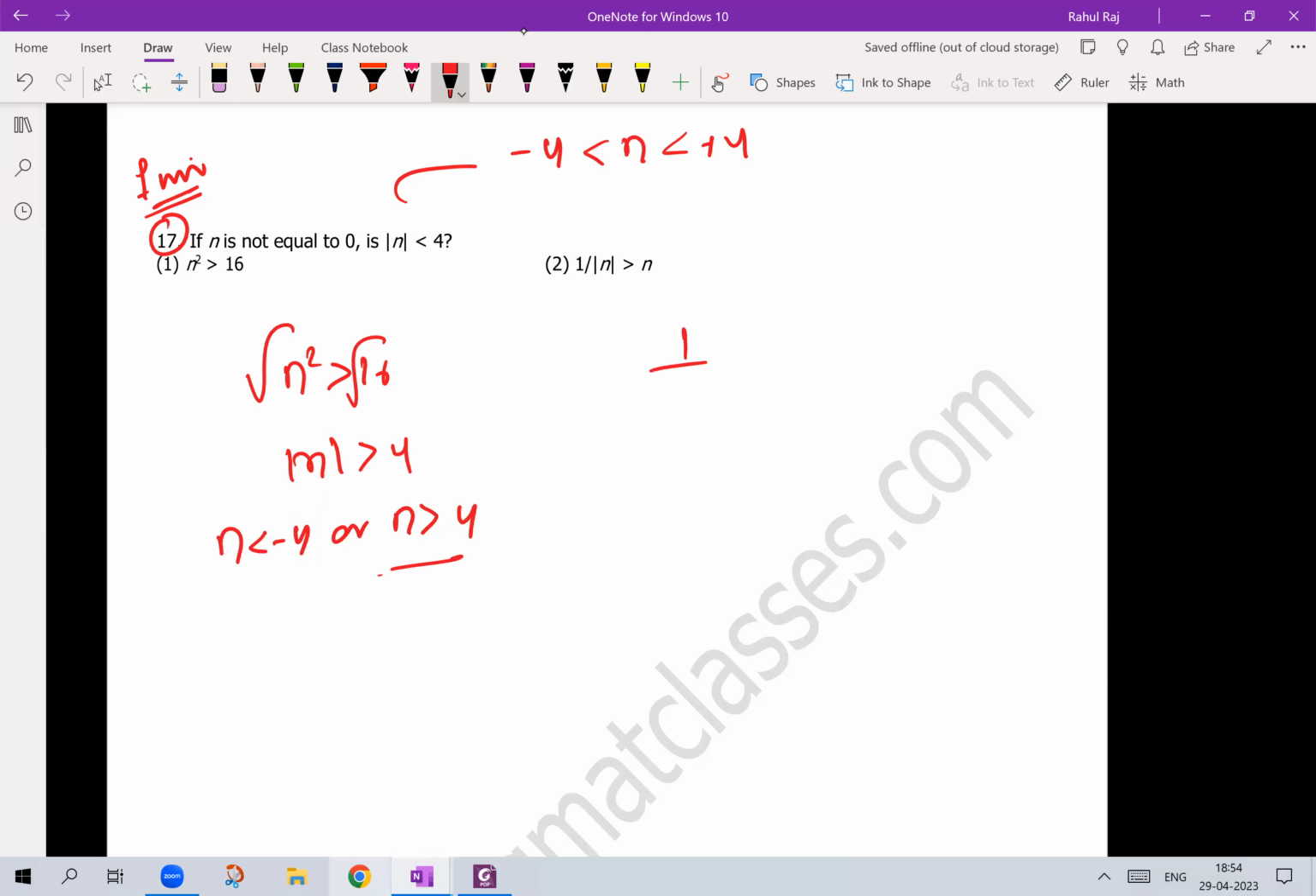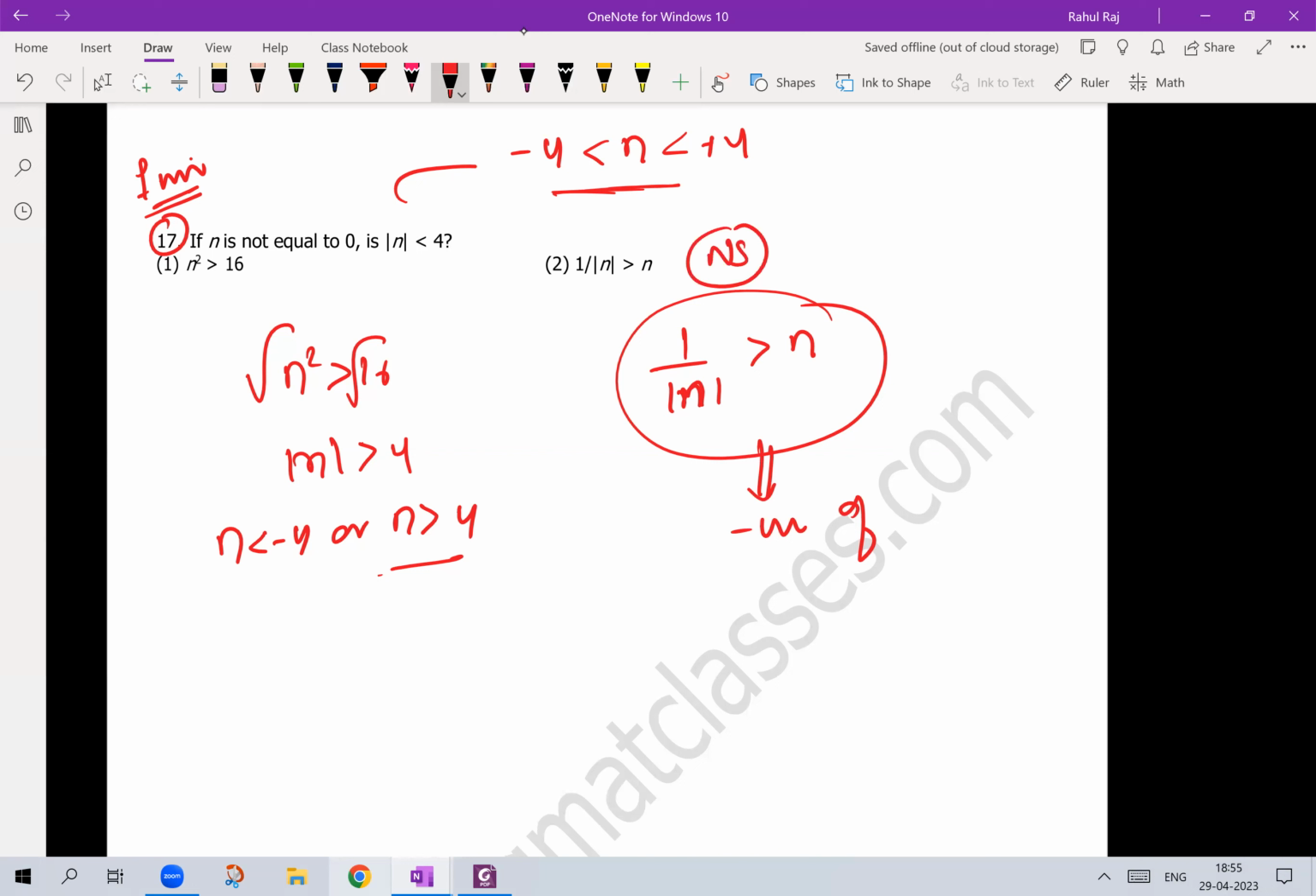Option 2: 1 by mod n greater than n. Now don't start solving this, please. You can 100% solve it with mod n less than 1 and all these things, but understand what the question is. Does n lie between negative 4 and positive 4? 1 by mod n greater than n. Is it possible for all the negative values of n? Yes. So if it is possible for all negative values, n could be negative 3, n could be negative 10, both. So not sufficient. You can 100% try and solve it.